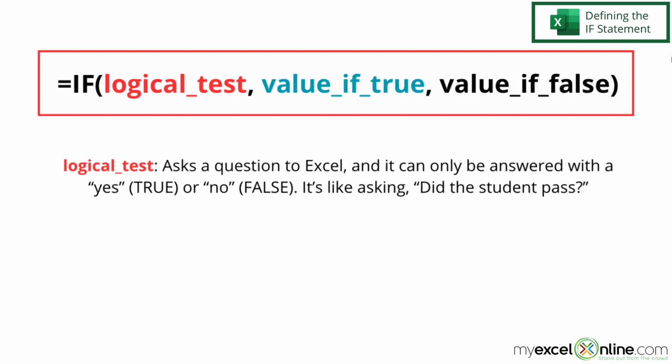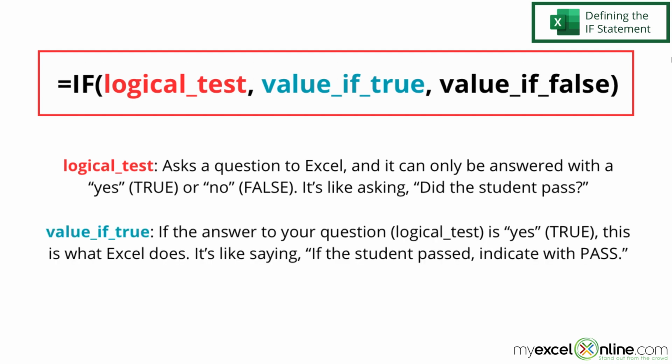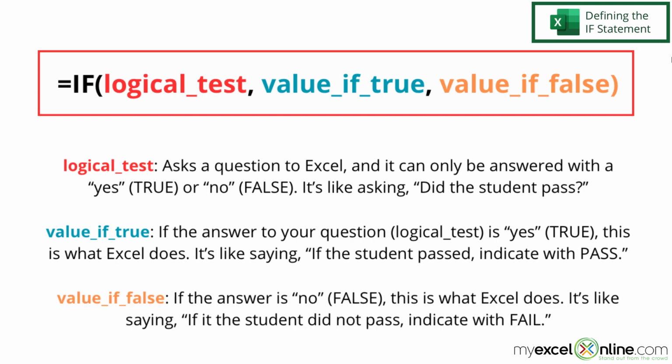The second argument for the IF statement is, what do you want to return if that logical test is true? So think of that as our true value. And then the third argument is, what do you want to return if our logical test is false? So that will be in the third argument. So how do we go about using this?